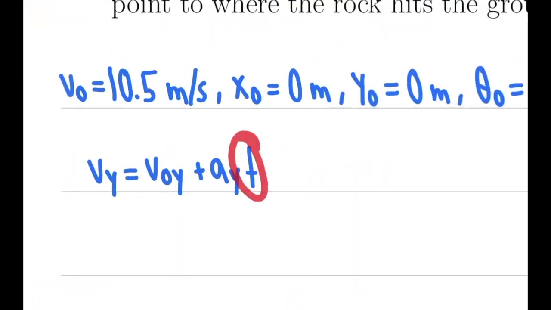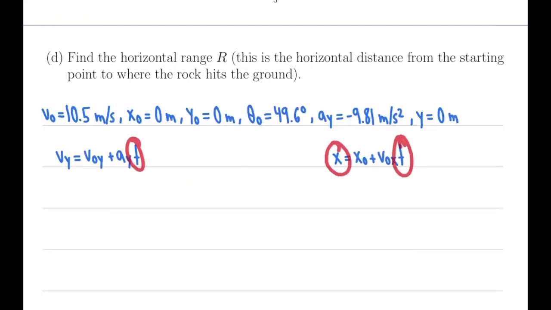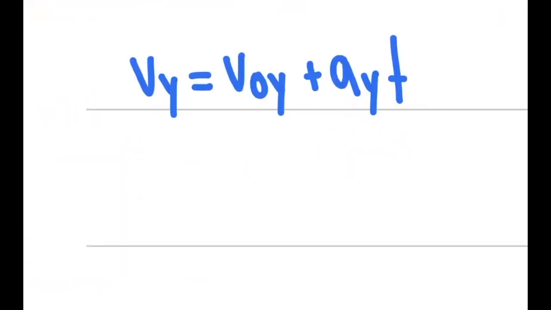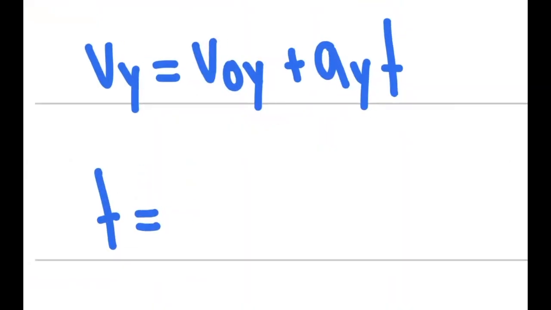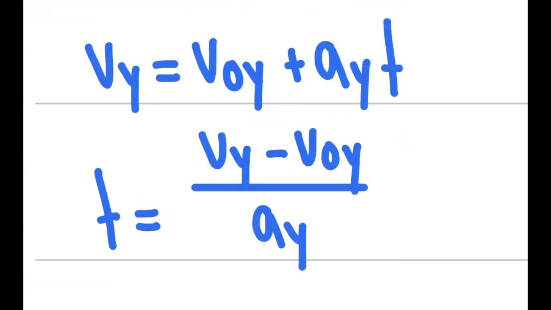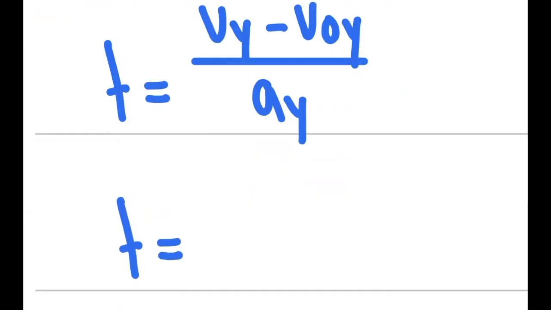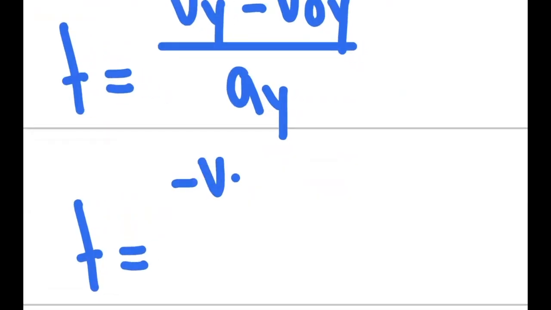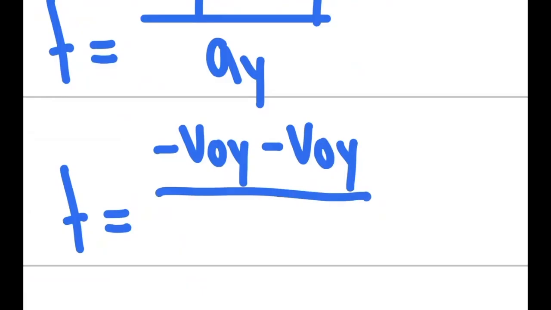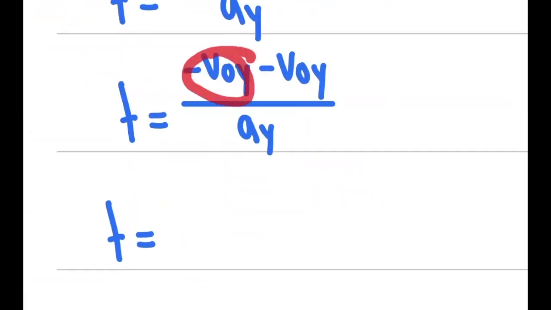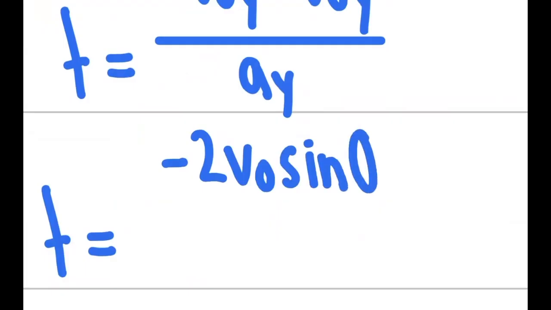So we're going to find t, and then we can plug it in here and find x, which is the range. Let's rearrange. So we have t. We're going to subtract v naught y and divide by ay. So vy minus v naught y divided by ay. Vy, remember, is the final velocity, and because the trajectory is symmetrical, it's the opposite of the initial velocity. Negative v naught y minus v naught y is just negative 2 v naught y, and v naught y is v naught sine of theta naught.